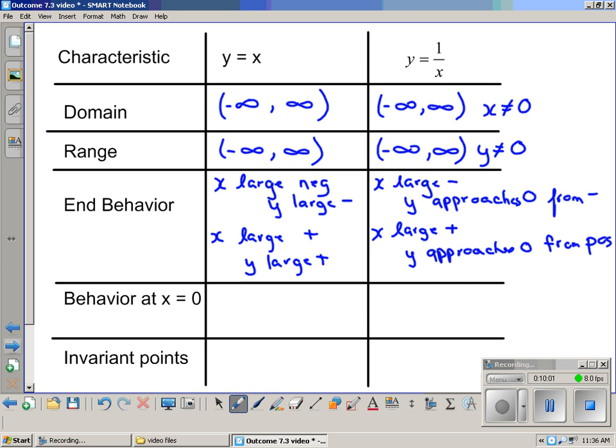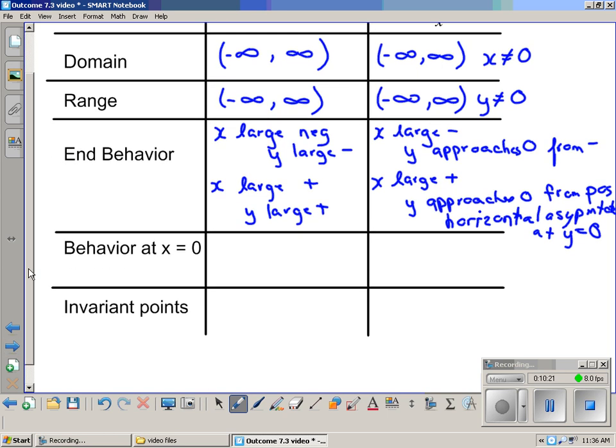It's also important to note that there's a horizontal asymptote at y equals 0. We never reach that x-axis. So what happens when x is equal to 0? When x is equal to 0, y equals x is just equal to 0. So we end up with y equals 0. But our reciprocal becomes y equals 1 over 0, which is undefined. This gives us a vertical asymptote.